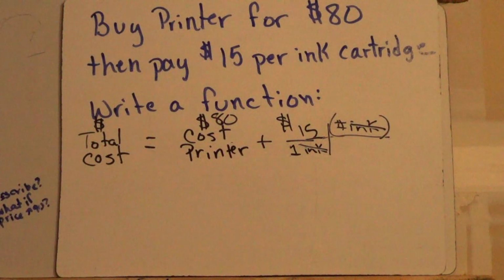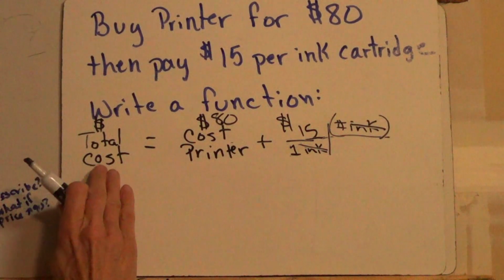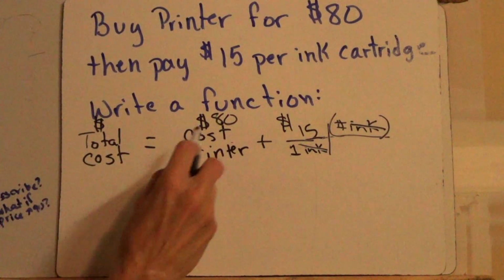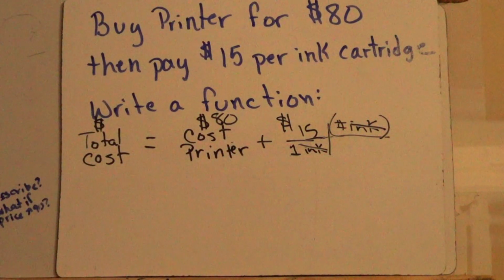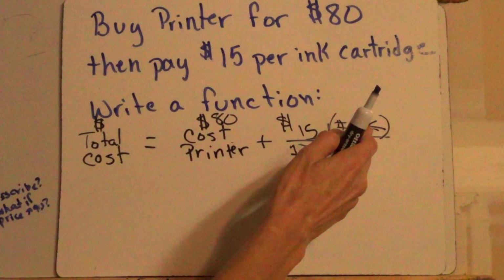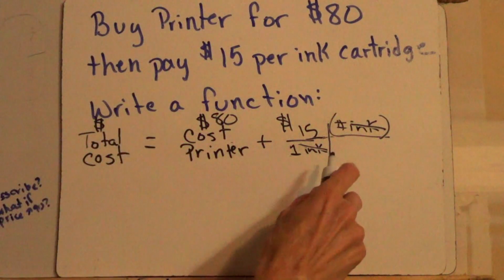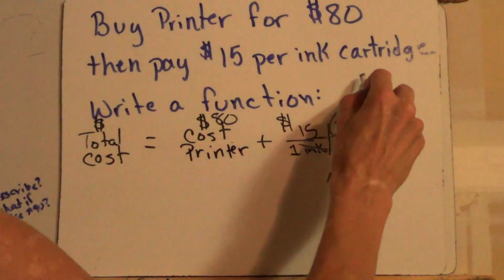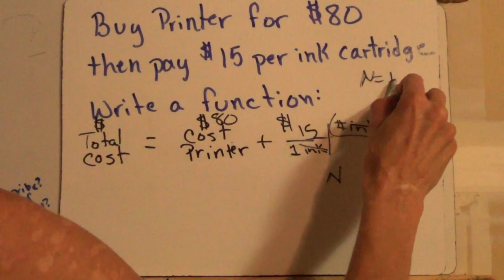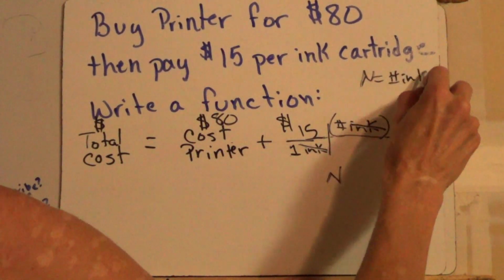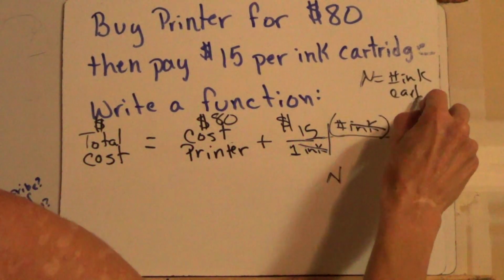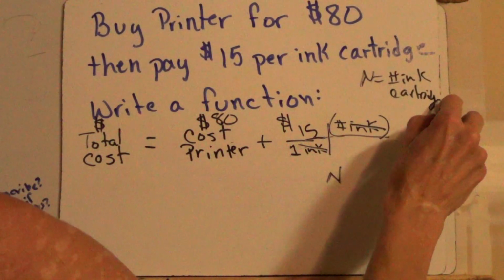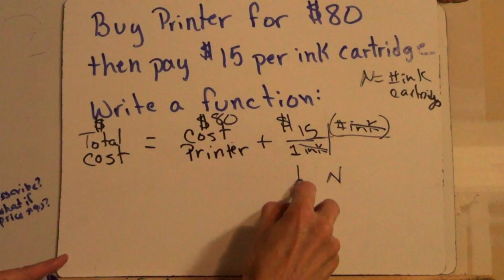Now let's go ahead and get our letters in there. Remember, this is our dependent variable, so whatever we use for our number of ink cartridges, it will be influencing this. So let's just go ahead and use N for number of ink cartridges. We'll write up here N equals number of ink cartridges. You should always define your variable. Okay, so we have 15 times N.